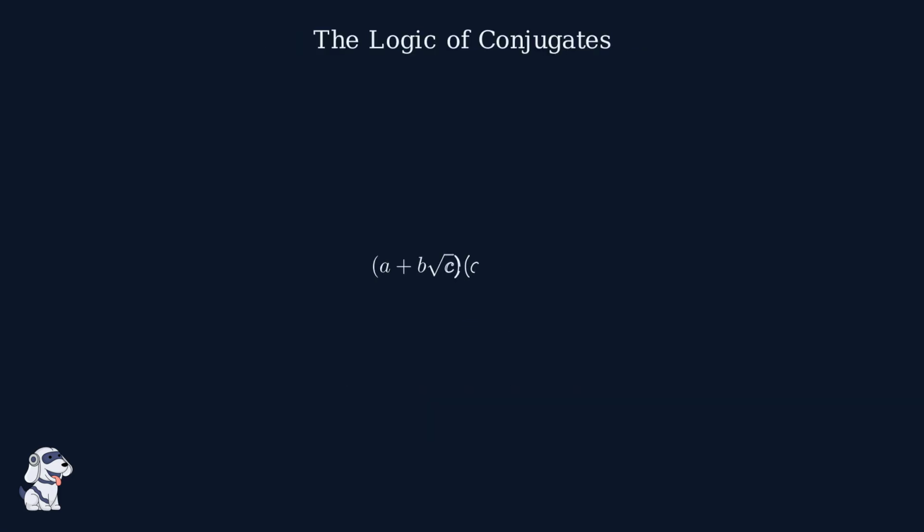A conjugate is designed to eliminate radicals from binomial denominators. It works by exploiting the difference of squares pattern. When we multiply these binomials, the product follows the FOIL method: first, outer, inner, last. Notice the middle terms, negative ab root c and positive ab root c. These are identical with opposite signs, meaning they add to 0. This leaves us with a squared minus b squared times c. The radical is gone, successfully rationalizing the expression.